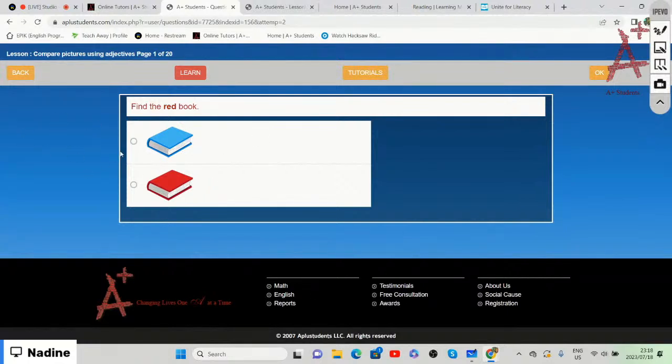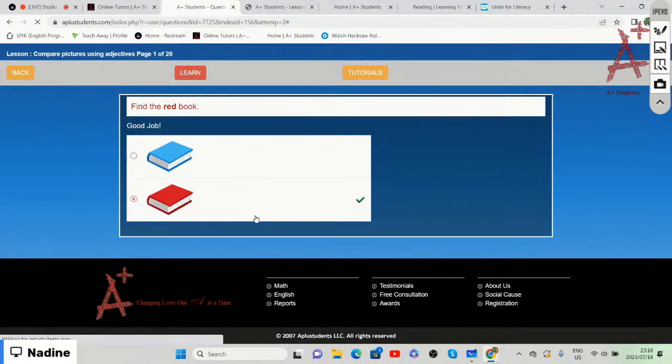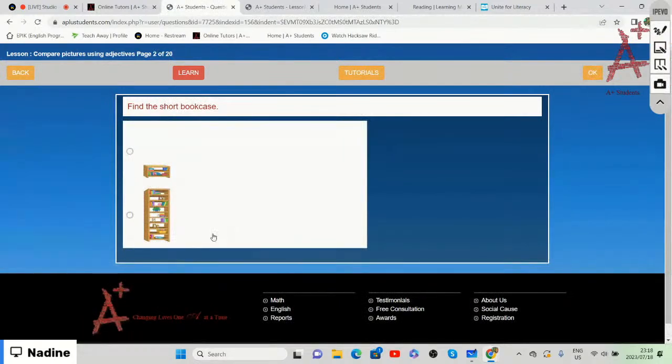All right, so if we look at the two books that we see in front of us, we are specifically going to choose the red book, right? Which is option two. Option two is red in color, whereas the first option shows a blue book. Find the short bookcase, right? So find the short bookcase. Is it option one or option two? We need to find the short bookcase.